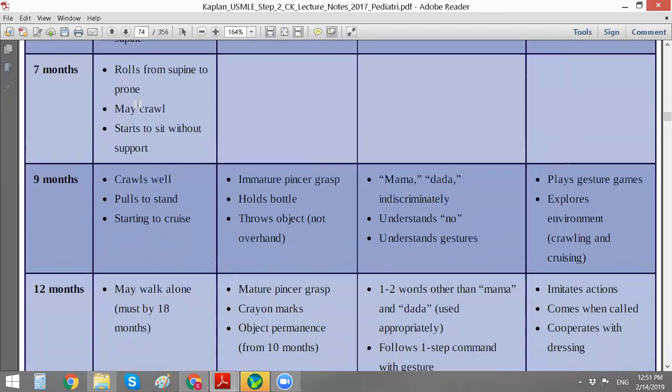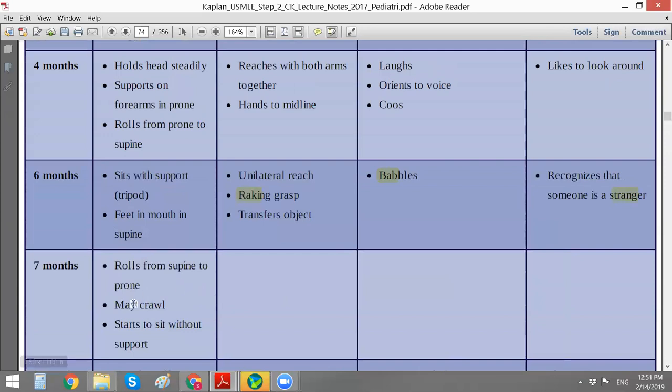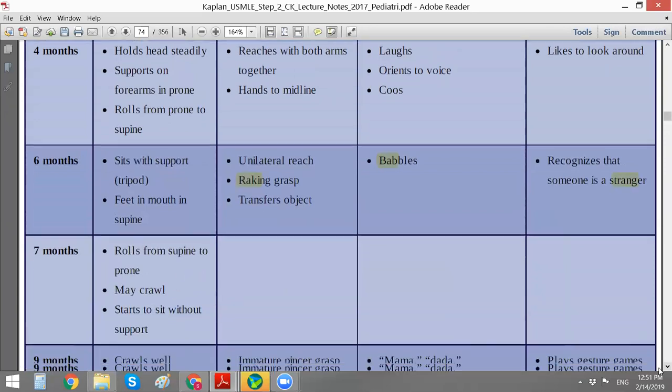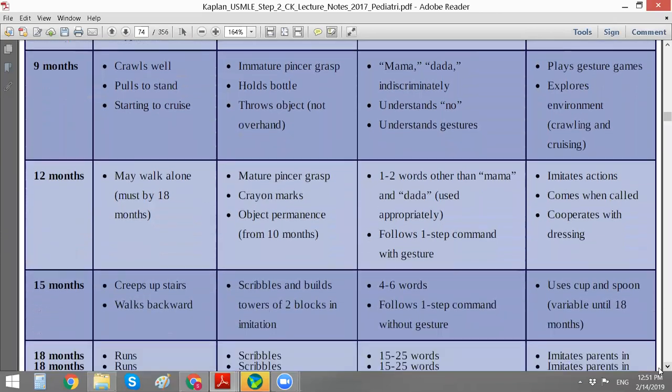At 7 months: rolls from supine to prone. It was prone to supine at 4 months, and now this is supine to prone. May crawl, starts to sit without support. At 9 months: crawls well, pulls to stand, starting to cruise.